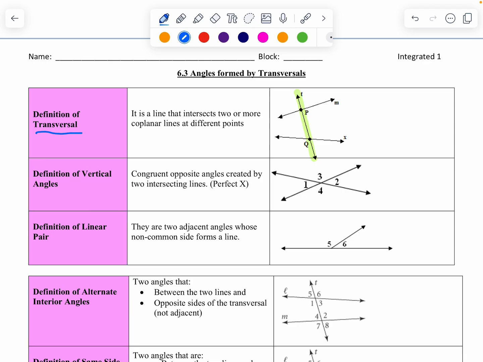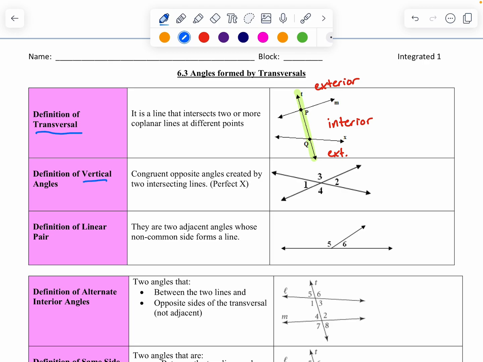When we look at a transversal cutting through two other lines, there are two different things we usually talk about. We've got an interior, which is between the two lines, and then the exterior is the outside of the two lines, also an exterior over here. As we go through today, we'll be looking at the interior made by a transversal and two lines, and the exterior. We've got two definitions we're reviewing.